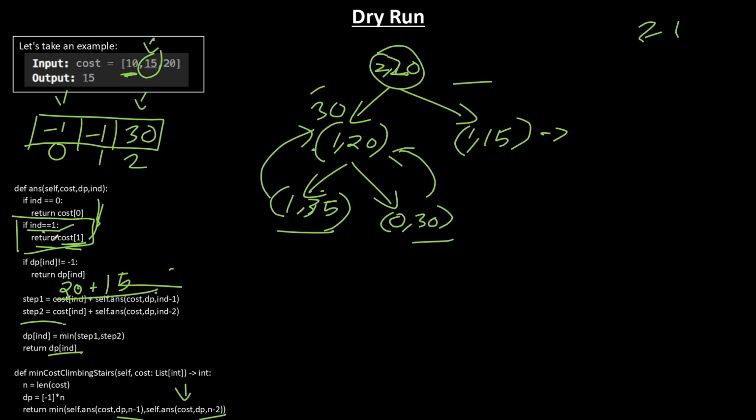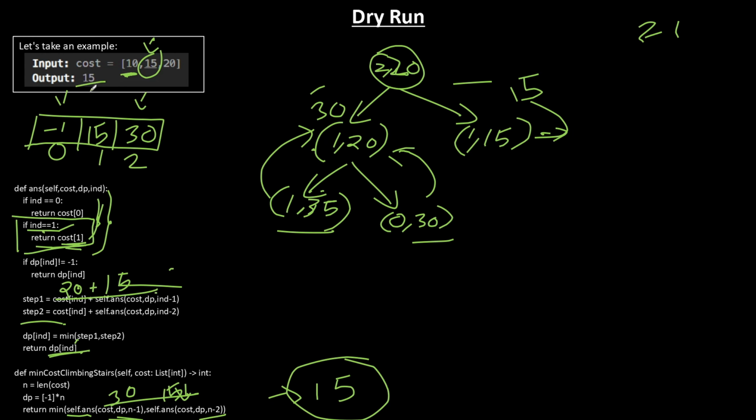As soon as you get the base case, you return cost of 1. Cost of 1 is 15 here, right? So you return 15 from here. So this function call is completed, and dp of index was 1, so it returns 15. When we come back here, we have 30 in one hand and 15 in the other, right? And the minimum of these two is 15, definitely. So you get 15 as the output.